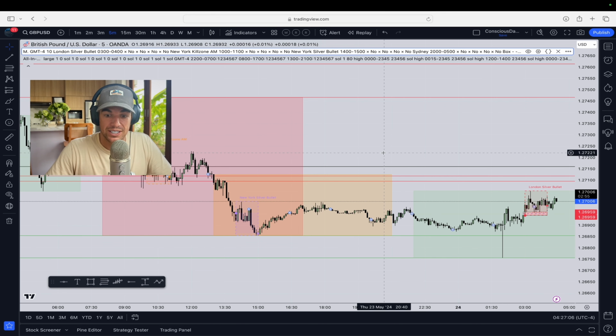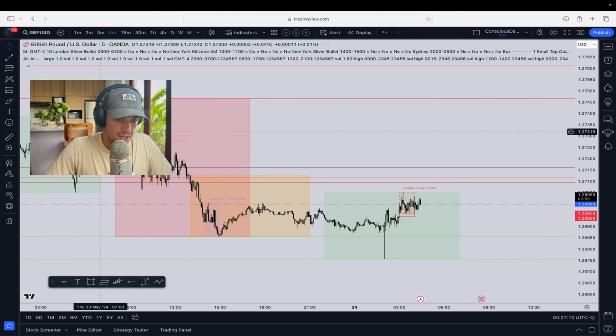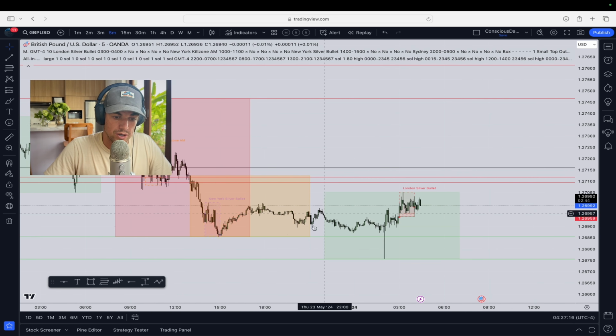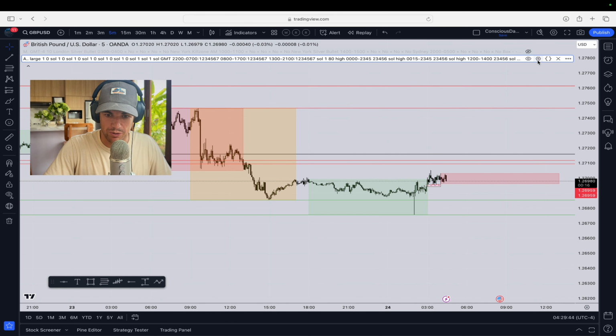Now let's bring it all together. So what do we have? Let's go with yesterday's trade. We have a red box, which is my London session. An orange box, which is my New York session. My green box, which is my Asia session. Okay, I went back into the indicator and changed the colors because they were wrong.